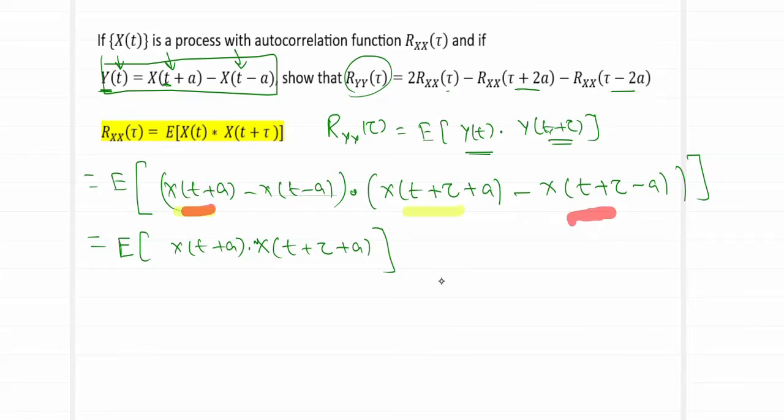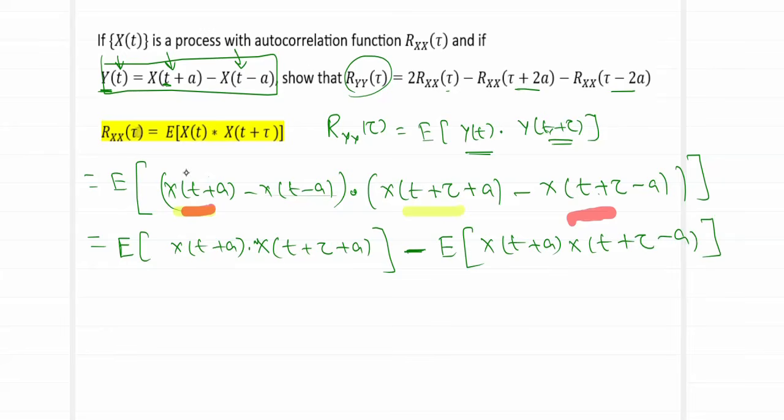What will happen over here? I will make it a separate term. This is positive, this is negative. So I have a negative sign. Expected value of x of t plus a, and the next term, which is x of t plus tau minus a. So that completes my second term.